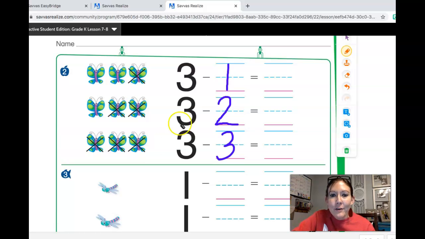Look at that pattern. 3, 3, 3, because we're starting with 3 every time. Look at this pattern. 1, 2, 3. What do you think this pattern will be? Let's solve these together. Remember, the answer is how many butterflies are left. So look at this row. How many butterflies are left in this one? 1, 2. Okay, let's write the 2.